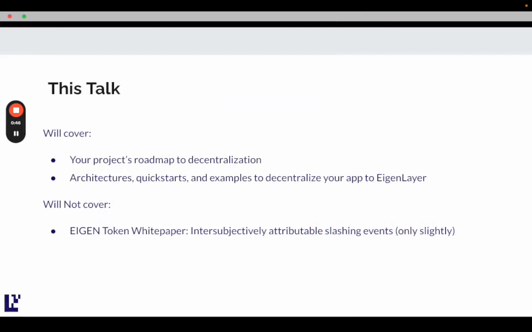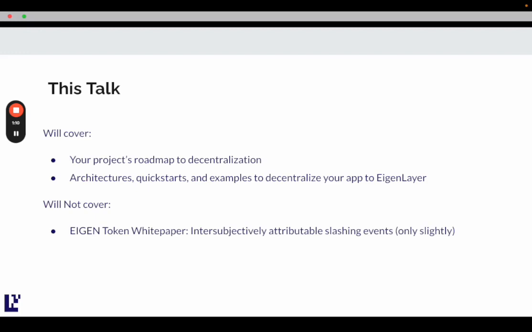This talk will be specifically about your project's roadmap to decentralization. It will cover some architecture examples of how to migrate that backend service to be more decentralized. We'll have some quick start examples and also a demo of taking an existing off-chain app and making it more decentralized by adding shared security with EigenLayer.